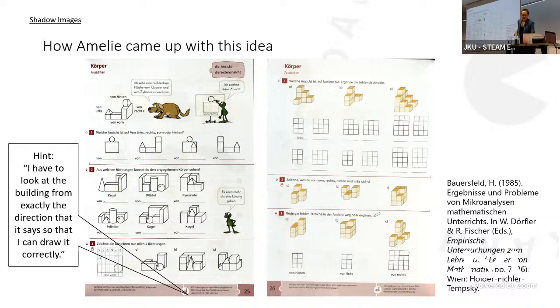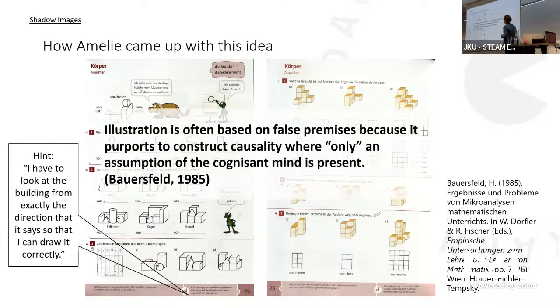And Bauersfeld said, illustration is often based on false premises because it purports to construct causality where only an assumption of the cognizant mind is present. And you can solve this if you have a cognizant mind, but the children don't. And we, the teachers, think they could do it, but they can't in this way. And so she thought about doing it in another way.